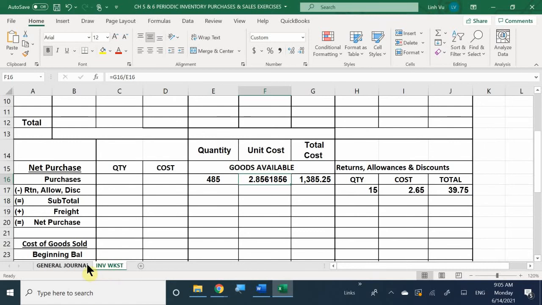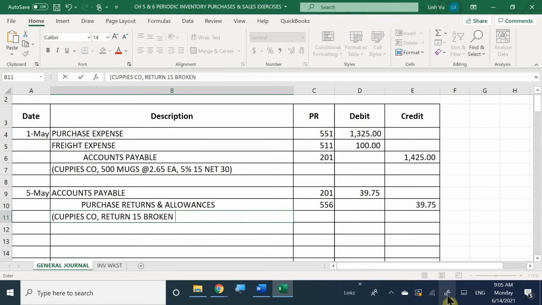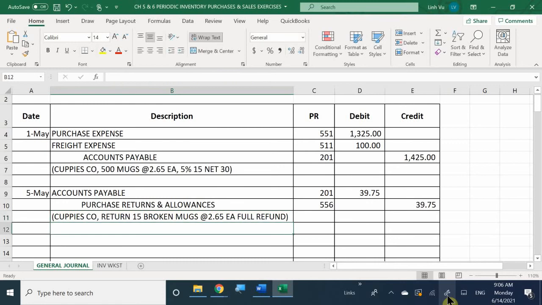39.75. Good. I also need to make a note here, right, that I returned to Cuppy's Co. That's the company I bought these cups from. And I returned 15 broken mugs at $2.65 each for full refund.